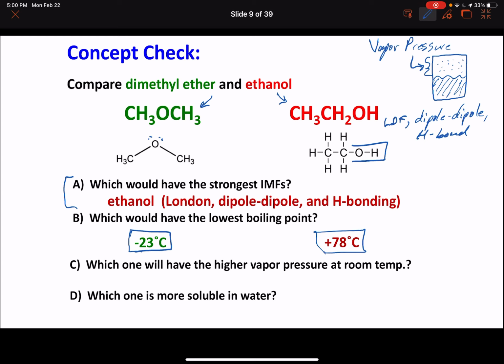Higher vapor pressure, so which one is going to put more molecules in the headspace above a puddle of itself? So we want to have the compound that can allow for molecules to break away from the liquid more successfully. So this means breaking intermolecular forces to release those molecules into the headspace. So this one is going to be the dimethyl ether is the answer there. And which one would be more soluble in water?